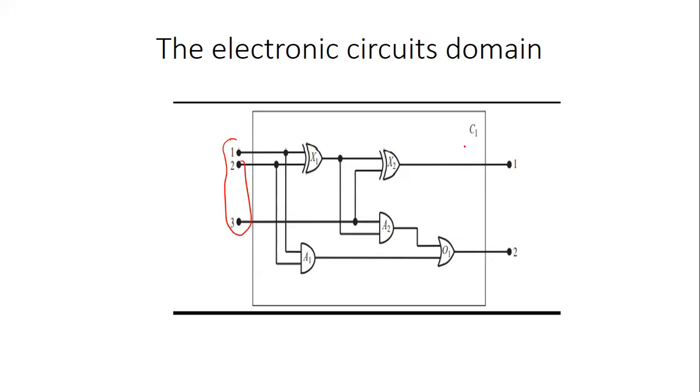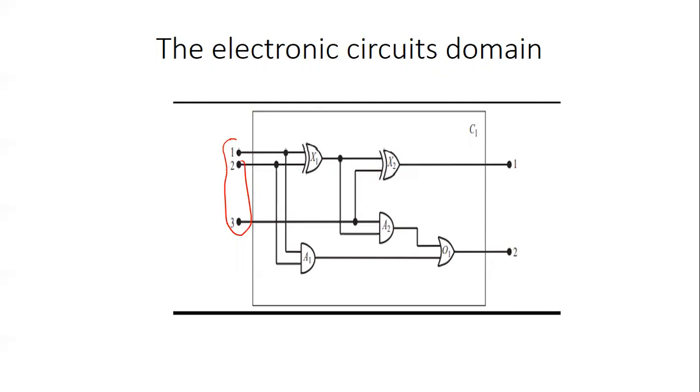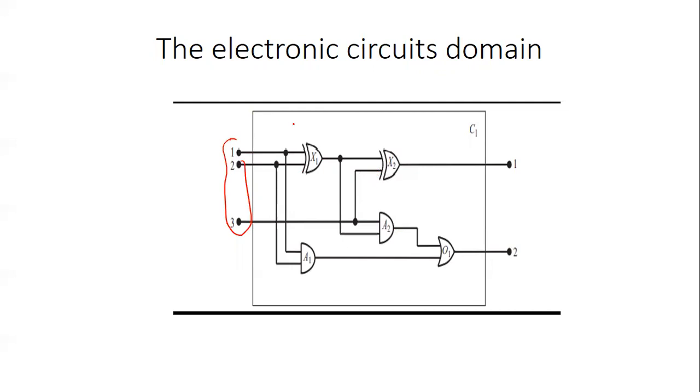So let us see how it works. First we have to identify the task. What is our task? Our task is to represent this circuit. Second is assemble the relevant knowledge. So what is the relevant knowledge here? We should know what an XOR gate is, how an XOR gate works, what an AND gate is, how an AND gate works, what an OR gate is, how an OR gate works. This information we should collect, right?